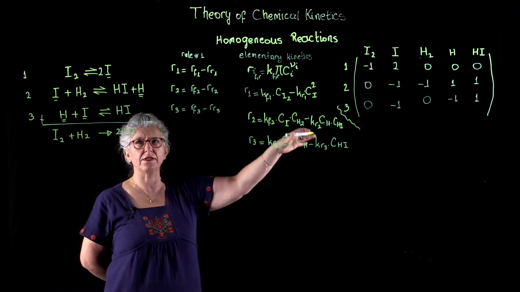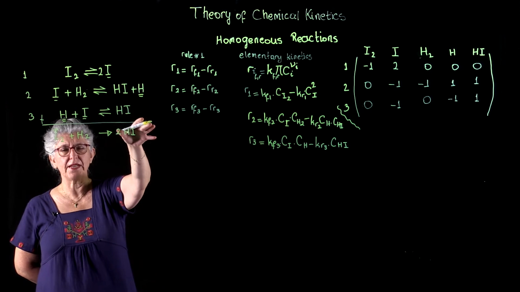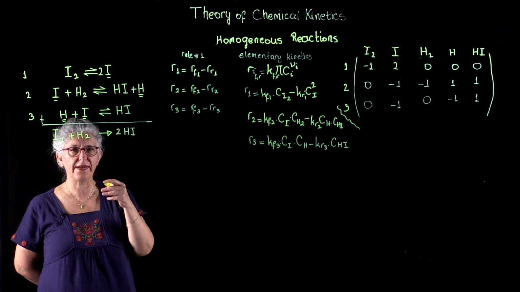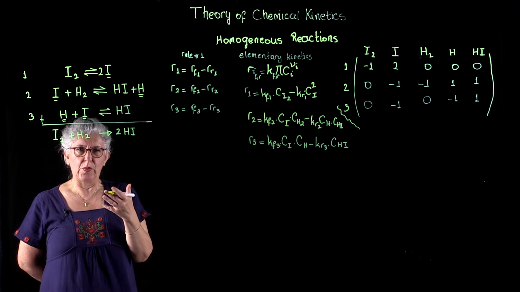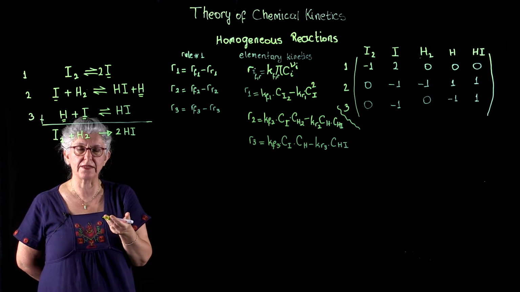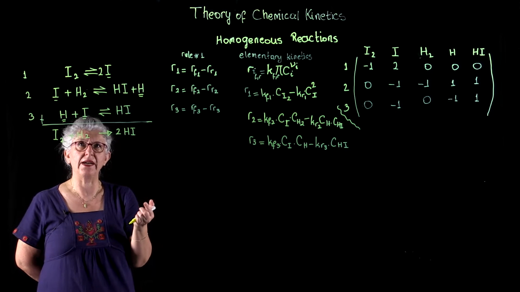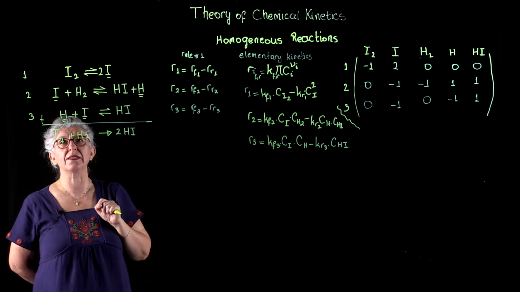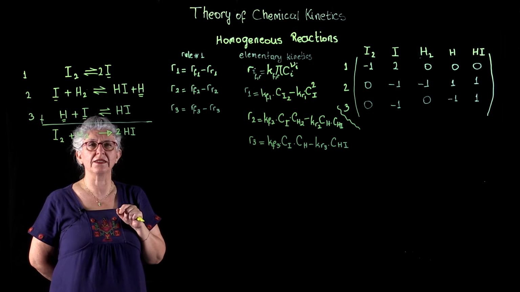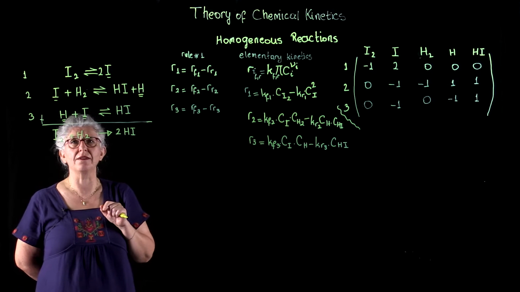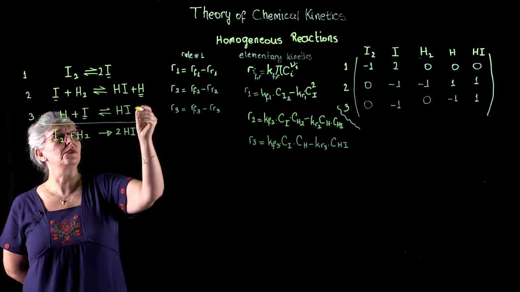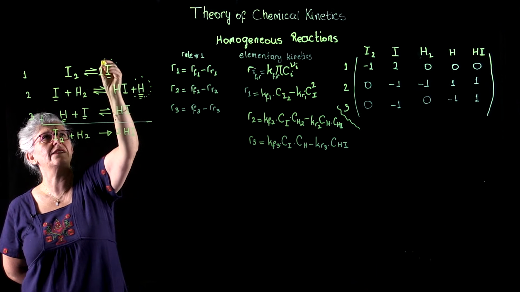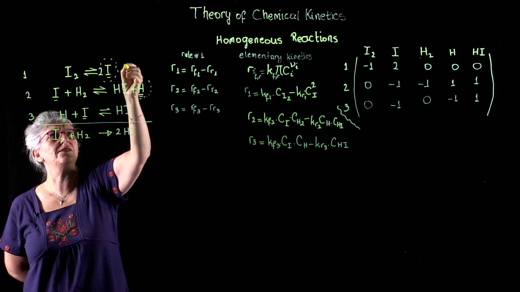So we have our rates at our disposal. We have our stoichiometric matrix. This is the mechanism that we have to deal with, and our objective is to come up with a rate expression with dependencies on temperature and on concentrations of measurable species such as iodine, hydrogen, and hydrogen iodide. Here we assume that hydrogen atom and iodine atom are short-lived intermediates.